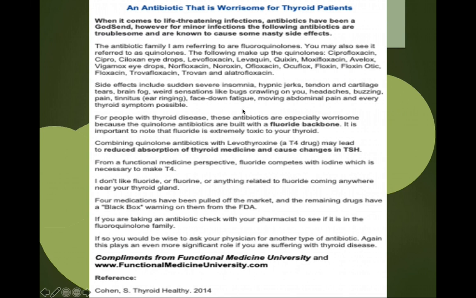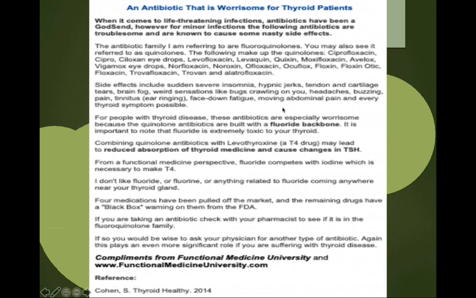Now, I put this up here because I wanted to show that there are some medications that can affect thyroid function. One of them is an antibiotic in the family of the fluoroquinolones, like Cipro (ciprofloxacin), Levaquin (levofloxacin), and moxifloxacin. There are a whole bunch of these, and the side effects can include sudden severe insomnia, hypnic jerks, tendon and cartilage tears, brain fog, and a weird creepy crawly sensation like bugs.